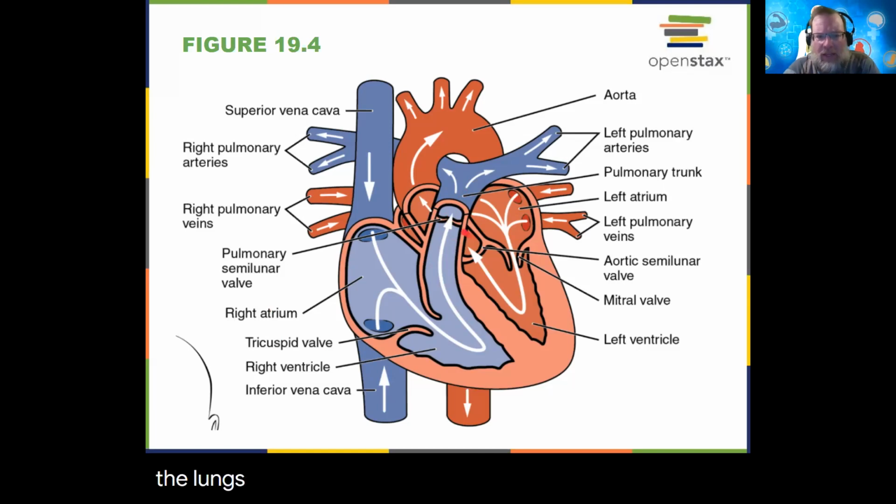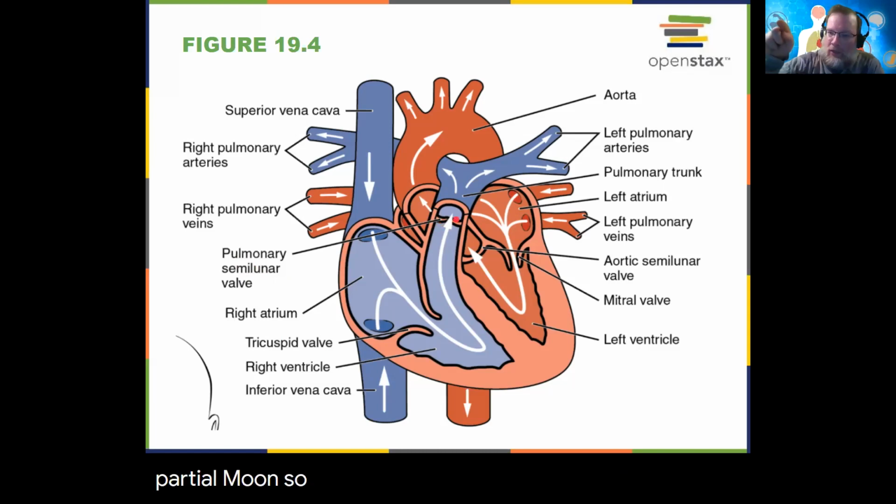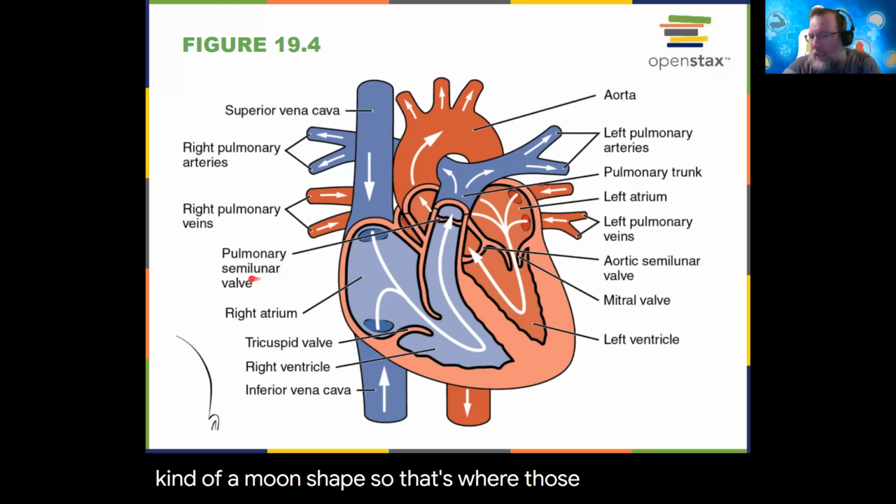So pulmonary valve. They also put the word semilunar in between pulmonary and valve. So semilunar means partial moon shaped. They have a little bit of a cup, kind of a moon shape. So that's where they get that term.